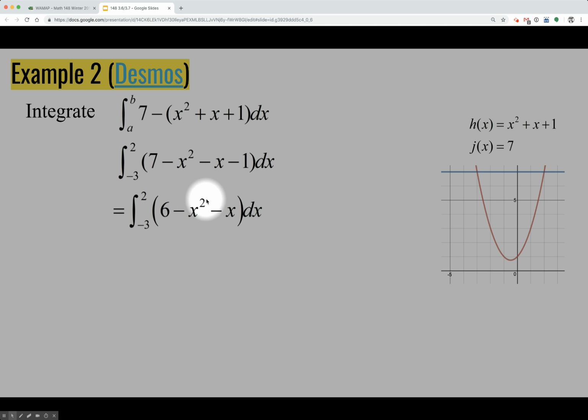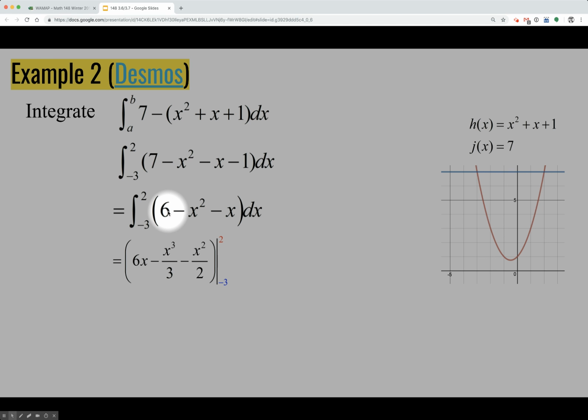This looks like x to the n. This also looks like x to the n. It's x to the 1. And then I have a constant term. So now let's find the antiderivative. Also, before we do that, notice I've now filled in the limits of integration. We're going from -3 up to +2. So now back to finding the antiderivative.